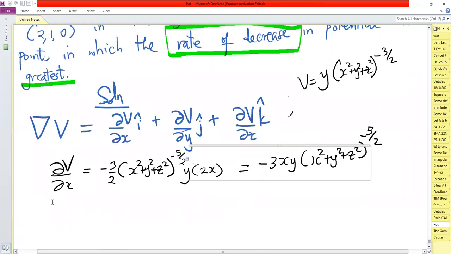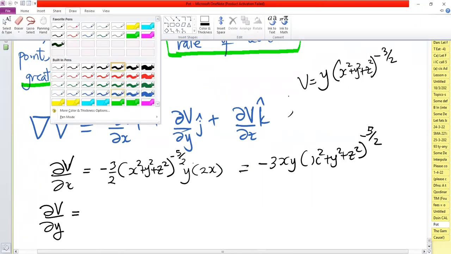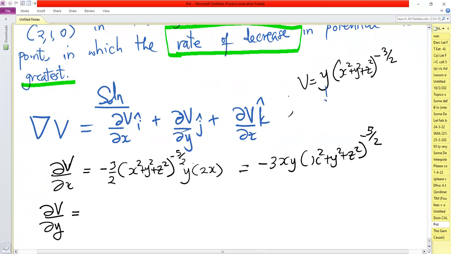And then partial V partial y. Now this one I'll have to use product rule because this is y, and then this part also has a y. So this will be my V. So u prime is 1.